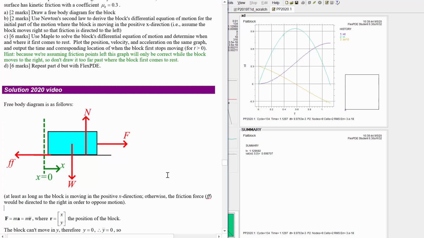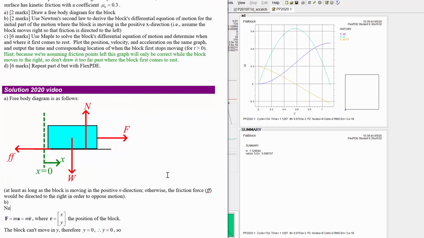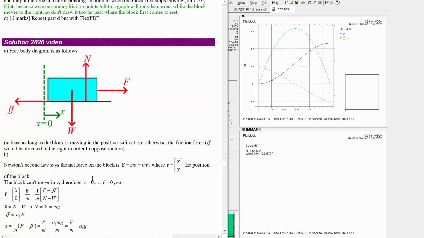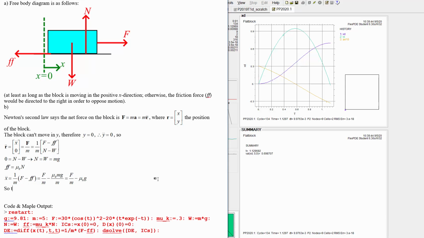Okay, now solving it, so maybe we'll put in a label because that was part B. Maybe Newton's second law says this, where R is equal to that, and maybe we can include another thing that explains what F is. The net force on the block is that, where R is the position of the block. Okay, the block can't move in Y, therefore this. So let's see, the rest of this seems like it makes sense, and we've got that as the acceleration.